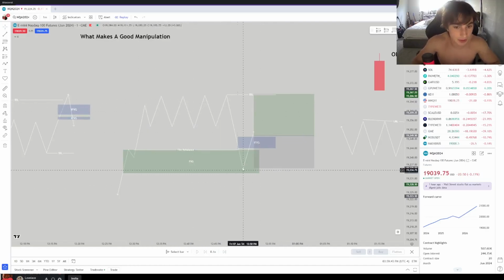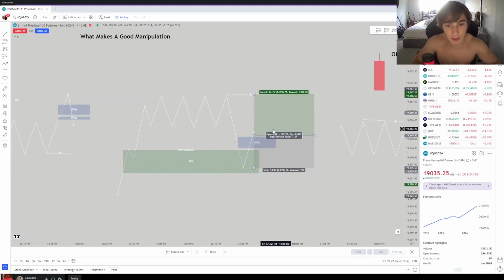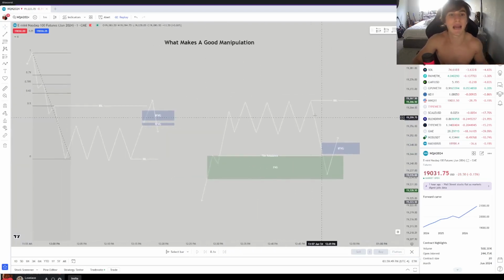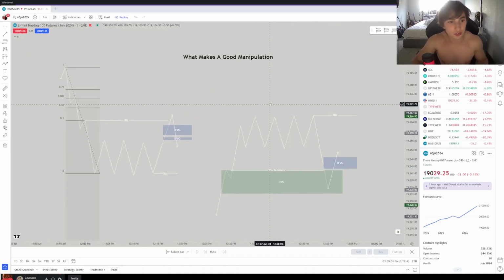Accumulation, manipulates down, taps into some 15-minute rebalance. Then you get an inversion to the upside, and bang. So this is the general gist of what makes a good manipulation, right? You want to know, where are you trading within a range? When you break out of this range, what PD arrays are you hitting, right? What liquidity is being taken, okay?